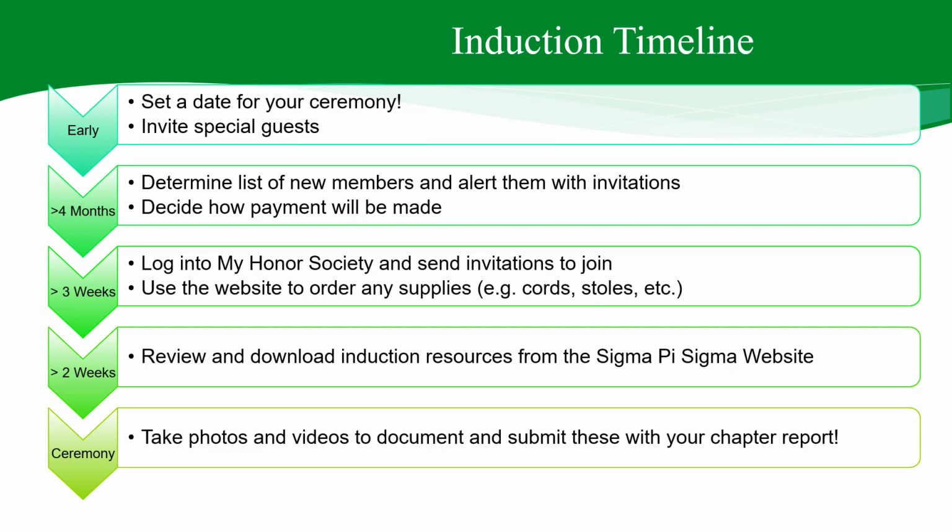Around 3 weeks before your induction ceremony is a good time to send the actual invitations to join. So you can log into My Honor Society and send out those invitations with the templates that are provided, or design your own template. You can also use the website to order any supplies that you might want, such as cords or stoles, and make sure that they get there in time for the ceremony.